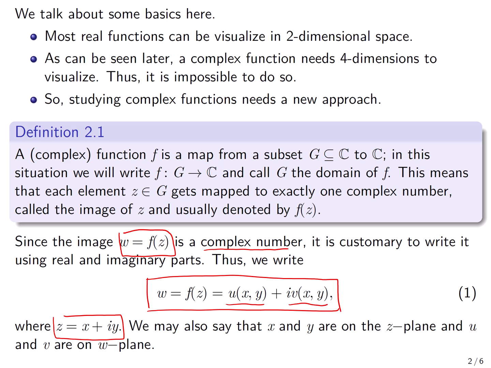Then we can say that x, y is on the z plane, and u, v is on the w plane. So we call it the w plane. That tells you that we actually need four variables to worry about here. We have x and y, two variables on the z plane, and u and v on the w plane. So let's see what's really going on here.